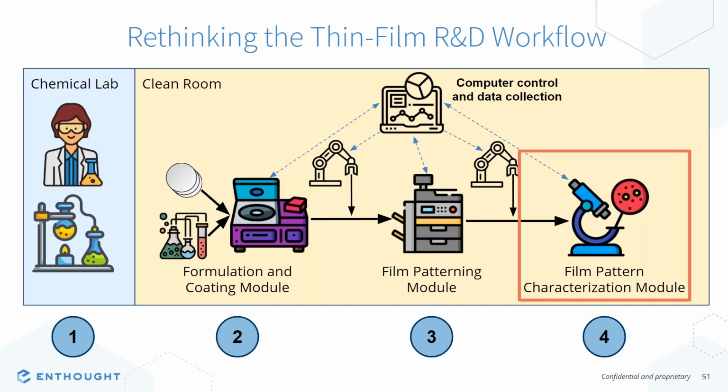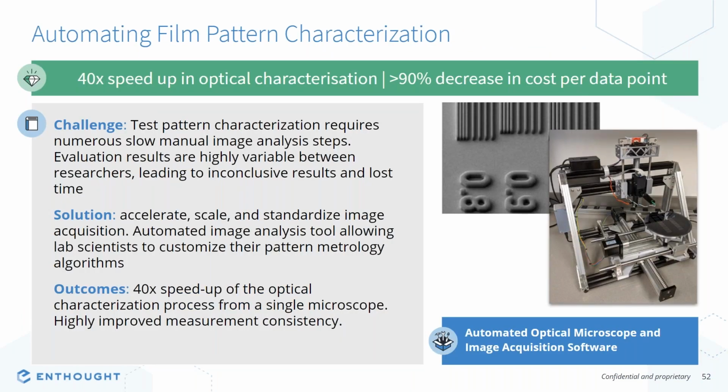And so I'm going to show you an example where we've done this with one of our clients, looking at this final problem, which is the film pattern characterization part of the process. So in this example, our clients were wanting to, again, measure their patterns faster. They're generating silicon wafers with a certain test pattern. And in the human-centric way of doing this, this required manual image analysis. The scientist would place a wafer on an optical microscope, take some images, do some annotations in the image analysis software that comes with the instrument, and then record this data down. And the problem is that they found that the evaluation results were highly variable between different researchers, which was leading to inconclusive results and lost time in the lab.